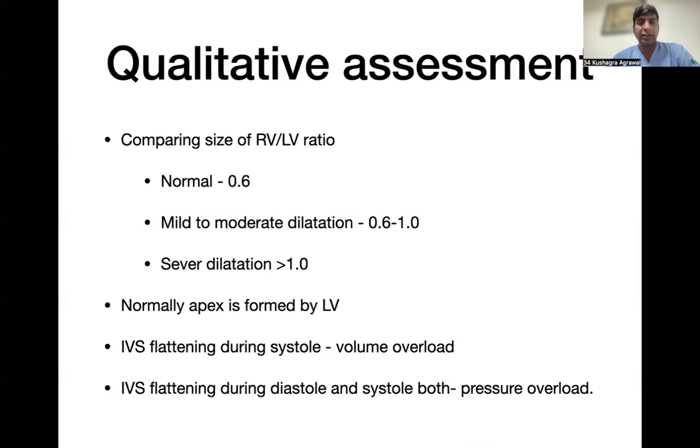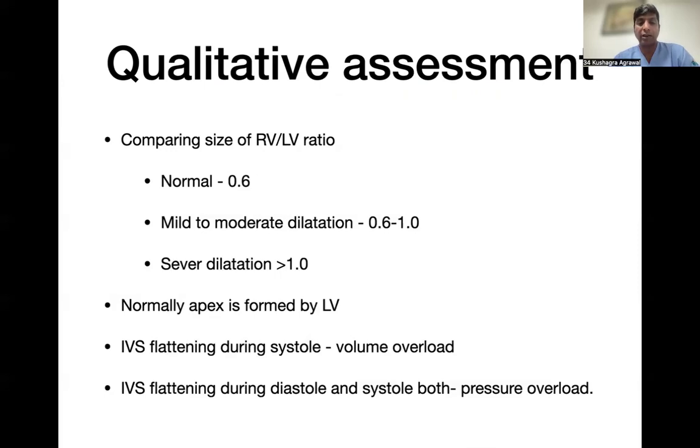Now coming to the qualitative assessment of right ventricular size. Compared to the LV, the RV is smaller. The normal ratio is 0.6. If this ratio is more than 0.6, it means the RV is dilated. Mild to moderate dilatation has a ratio of around 0.6 to 1. But if the RV is bigger than the LV, meaning the ratio is more than 1.0, it shows severe dilatation of the right ventricular chamber.